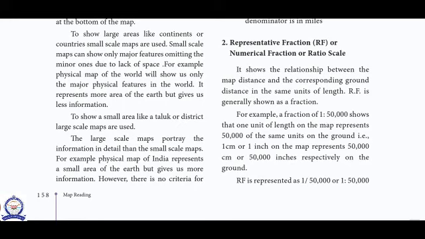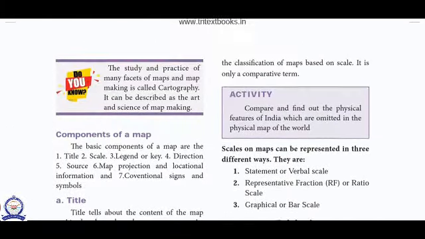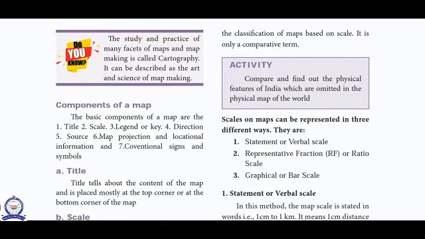To show a small area like a taluk or district, large scale maps are used. The large scale maps provide the information in more detail than the small scale maps. For example, a physical map of India represents a small area of the earth but gives us more information. However, there is no certain rule for classification of maps based on scale. It is only comparative.